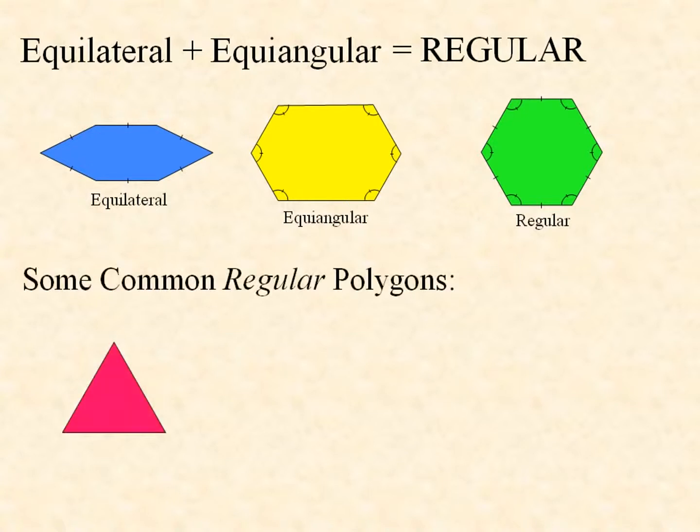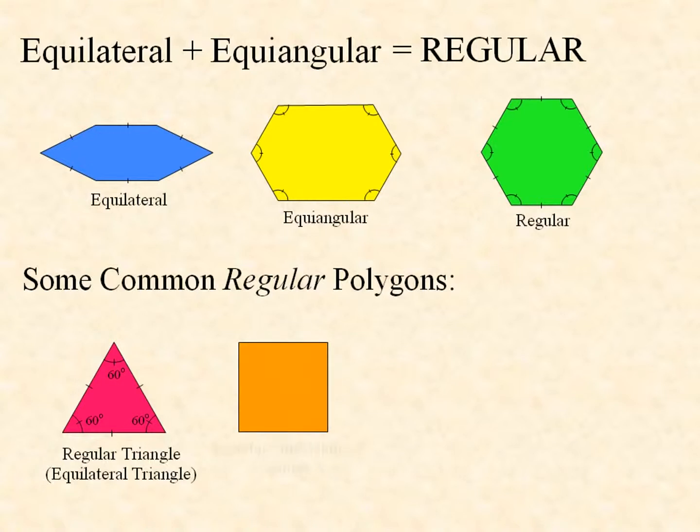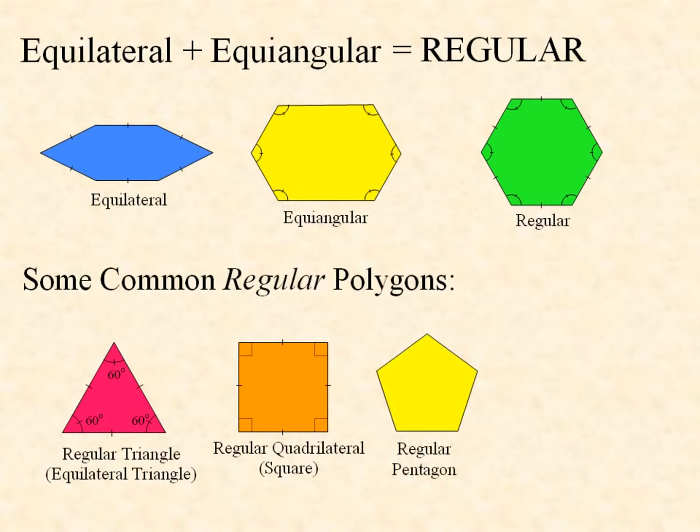These are some examples of polygons that are regular. Regular triangle, equilateral triangle, equiangular triangle. A square, that's a regular quadrilateral. All the sides are the same length and all the angles are 90 degrees. A pentagon, regular pentagon. And a regular hexagon.